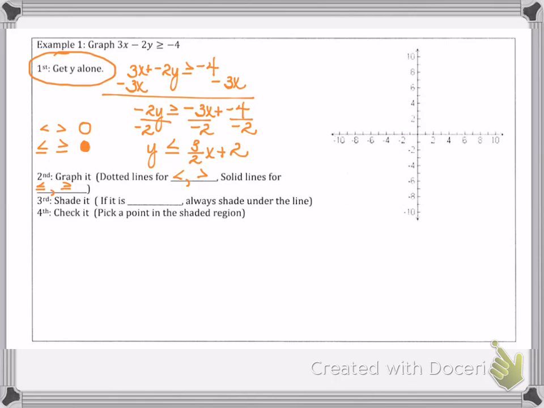We're going to shade it. It's going to be shaded on either side of the line. If it is a less than or equal to, once you get y alone on the left side, then you're going to shade underneath it. I'll show you how to do a test point just to make sure you can feel confident about your answer. And then the last one is to check it with the test point.